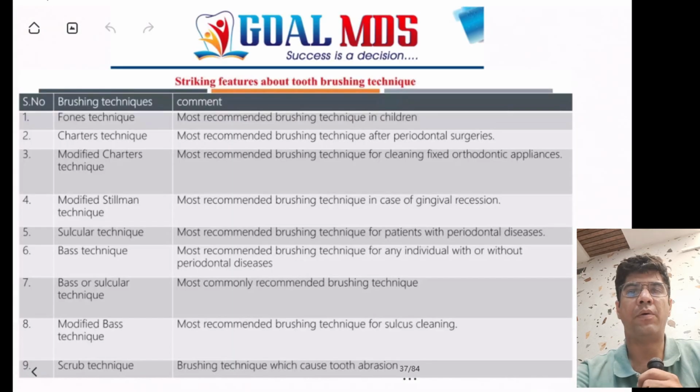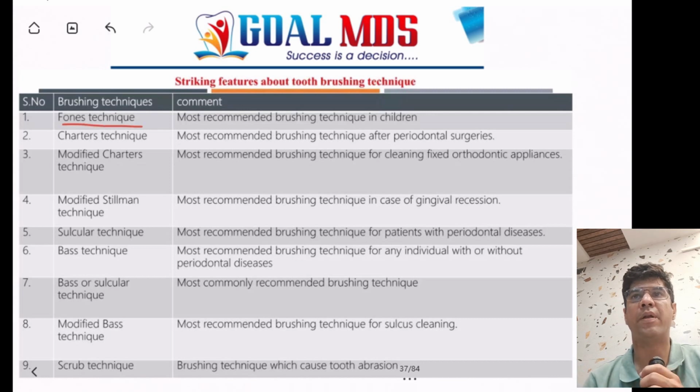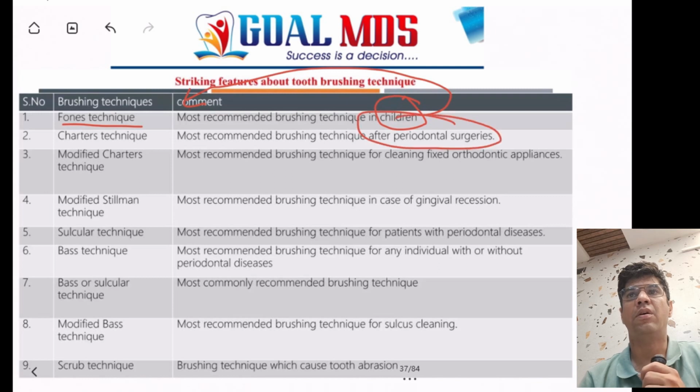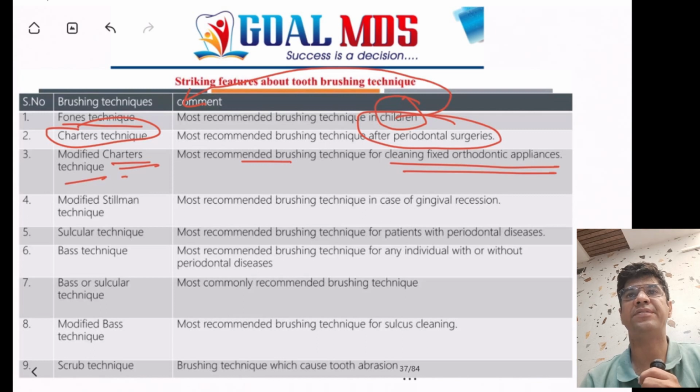So this was all about toothbrushing and technique. This table is very important from your entrance exam point of view. The most recommended brushing technique in children is the Fones technique. The most common brushing technique after periodontal surgeries is the Charters technique. The most recommended technique for cleaning fixed orthodontic appliances is the modified Charters technique. The most recommended technique in case of gingival recession is the modified Stillman technique.